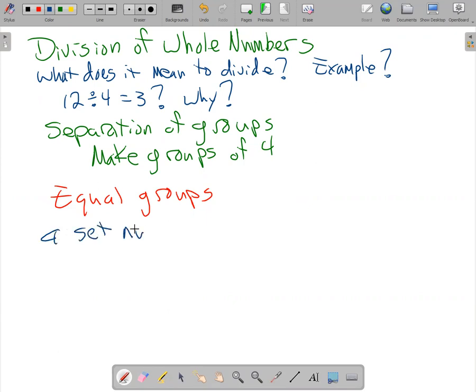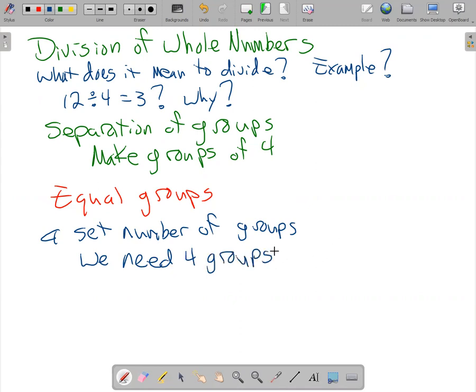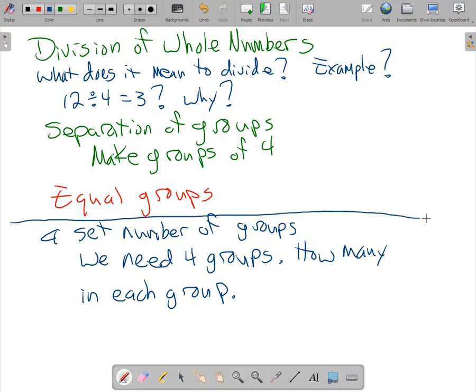So a set number of groups. So instead of making groups of 4, it could be we need 4 groups. Then we would want to know how many are in each group. Good. And these are 2 totally physically different situations. Now, equal groups is important in both of these scenarios.